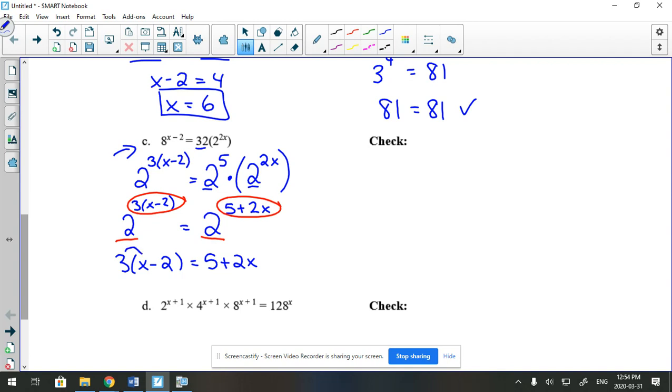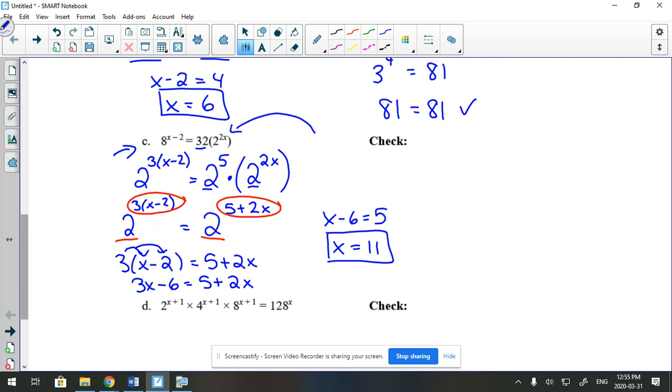So you're going to multiply the 3 throughout the brackets. I'm going to minus 2x from both sides. And then I'm going to add 6 to both sides. And I can see x equals 11. And then also you can check it by popping the 11 back into here for your x's and see if both sides equal each other, which you'll see on the filled in notes. They do, so we know it works out.